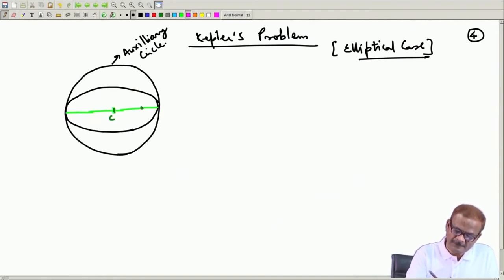Okay, and then what we did, I will shift a little focus to the left hand side to make it more convenient. So, I will write here the focus F is located here. Thereafter we extended this upward from here, a vertical. This is 90 degrees here.